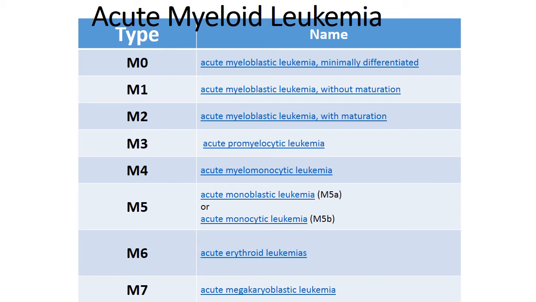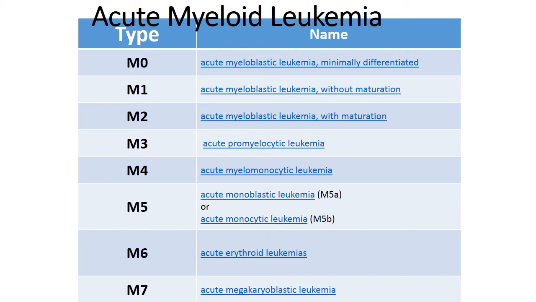M1 means acute myeloblastic leukemia without maturation, which includes 90% or more blast cells. M2 is acute myeloid leukemia with maturation, which includes some mature cells. M3 is acute promyelocytic leukemia, where the malignant cells are not blasts but promyelocytes. M4 is acute myelomonocytic leukemia, where the malignant cells are myeloblasts and it also includes a monocytic component.